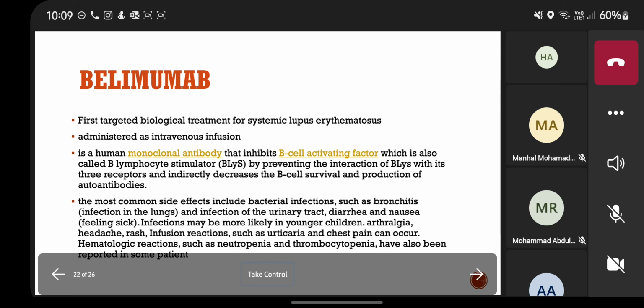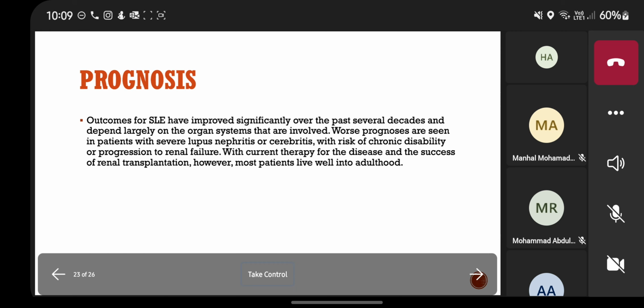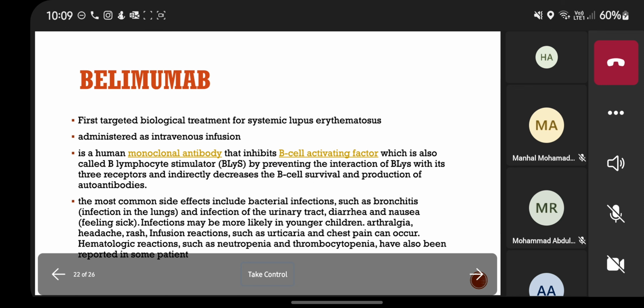The most common side effects of this drug include bacterial infection such as bronchitis, infection in the lung, or infection of the urinary tract, diarrhea and nausea. Infections may be more likely in younger children than older ones, and arthralgia, headache, rash, infusion reactions such as urticaria and chest pain can occur. Hematological reactions such as neutropenia and thrombocytopenia have also been reported in some patients.